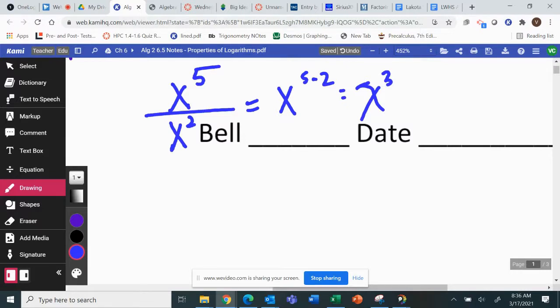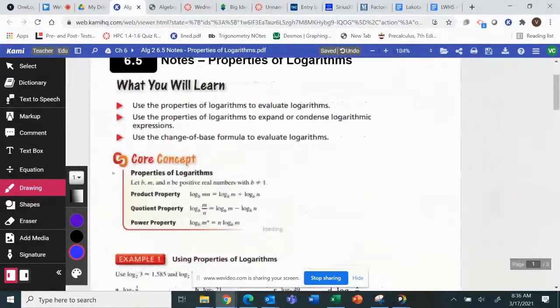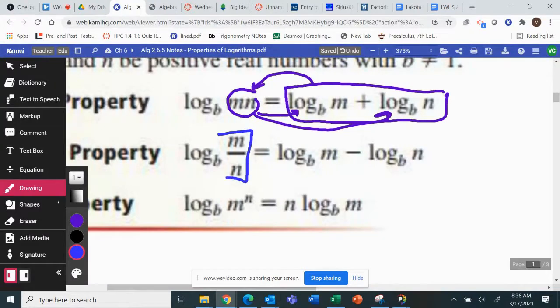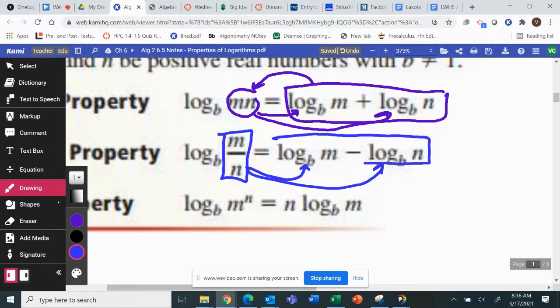So logarithms have the same property. Here, if I have a logarithm that is dividing two things, I can separate that division into separate logarithms. I can expand it into separate logarithms with subtraction. And it goes both ways. If I have subtraction, I can condense it to one logarithm dividing.